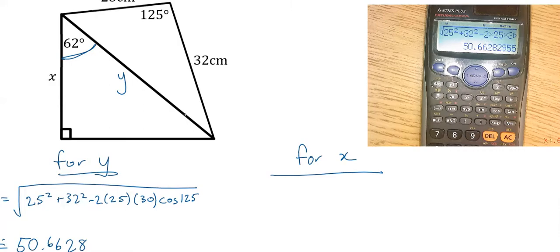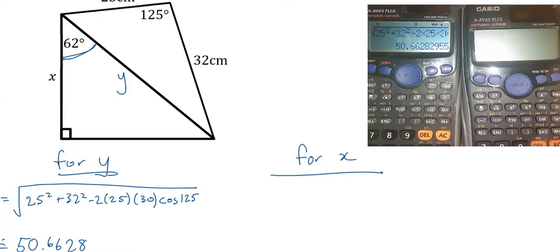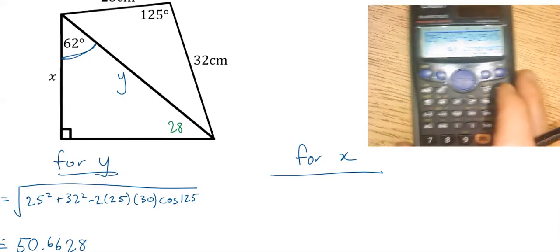I want to point out what a few people did on the quiz, a mistake that they made. I'm going to keep that answer, so I want a different calculator. So I'm going to do 180 minus 90 minus 62 to find that other angle, just to demonstrate what some people did and a mistake that they made. So this one is 28. And a lot of you like to do that and then like to use that angle instead of the one that you're given. And in this case, it's fine. They're both exactly accurate, so you're not going to get a different answer.